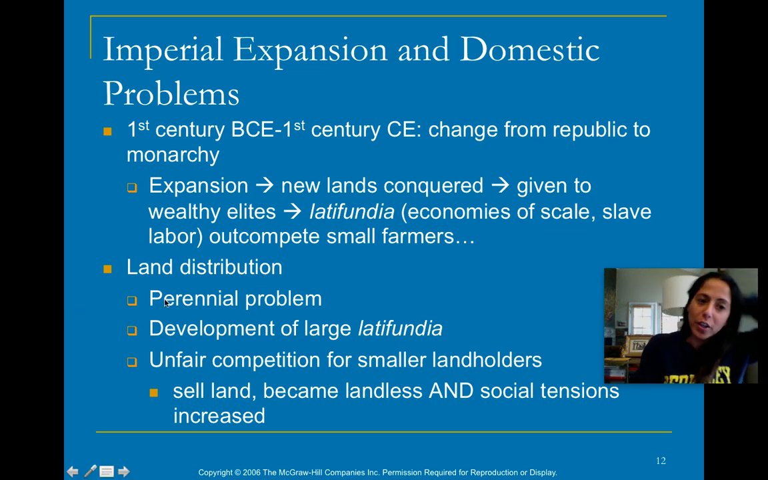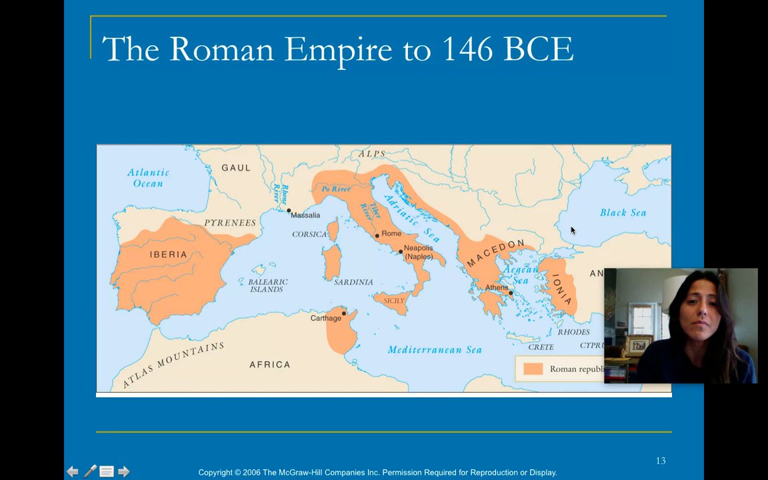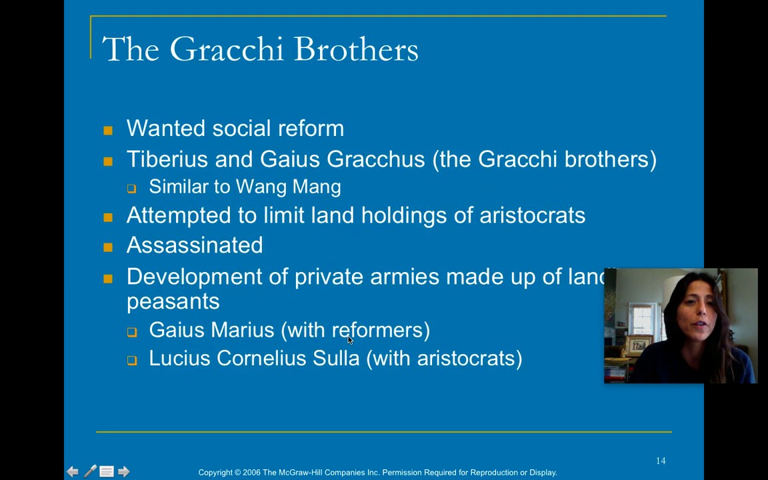Now, this is a perennial problem, which means it keeps coming back over and over again. The development of large latifundia put unfair competition on the small landholders. As I said, the landholders have to sell their land, they become landless, and social tensions increase. So here you can see the Roman Empire by 146 BCE. It's going to get even bigger, but you can see that it's already gotten a lot larger. And remember, every time they take new land, this land is often going to the rich and not the poor, fueling more social tensions.